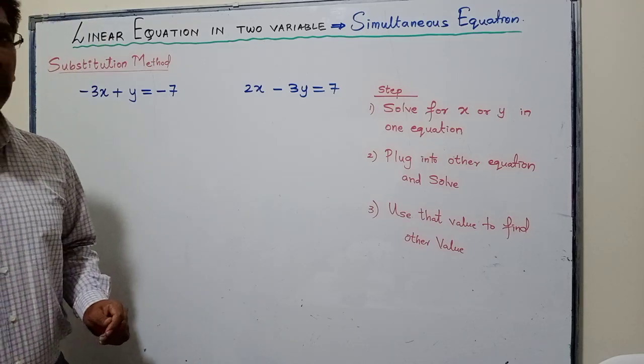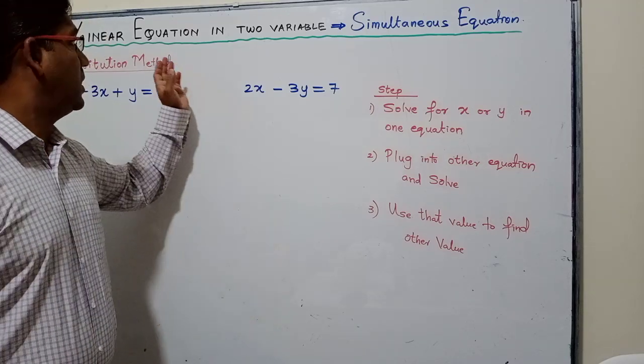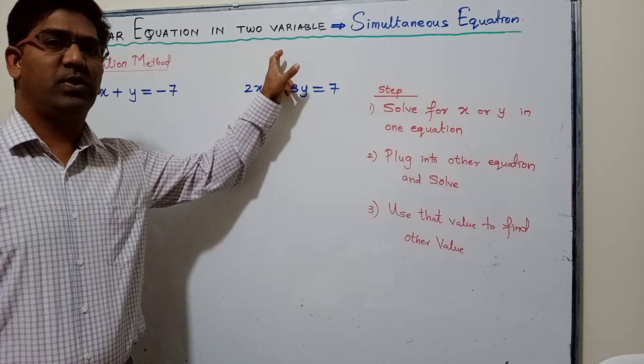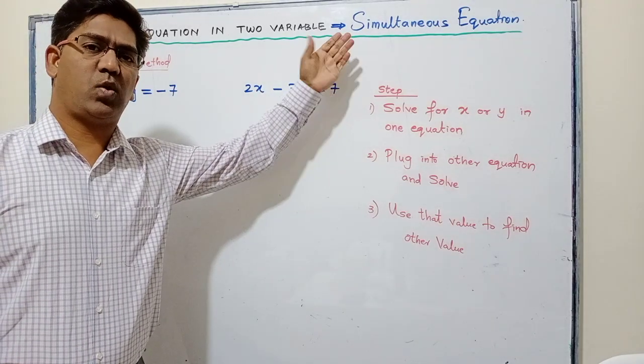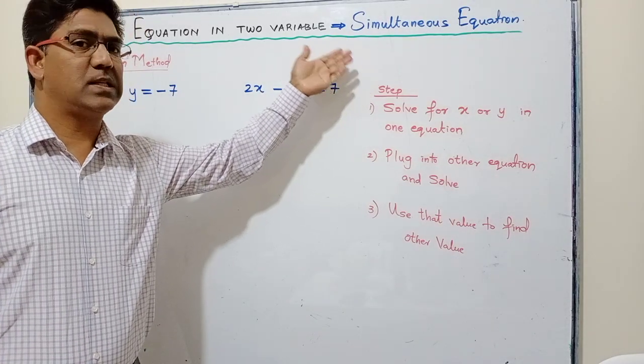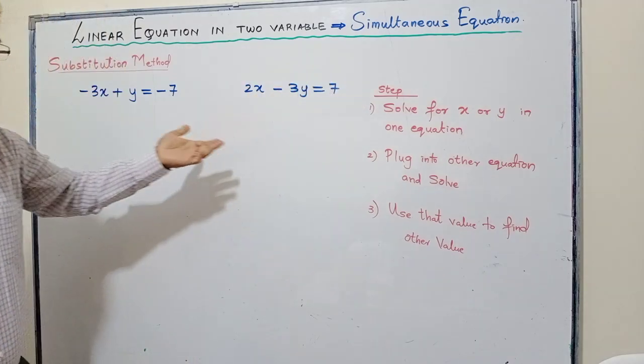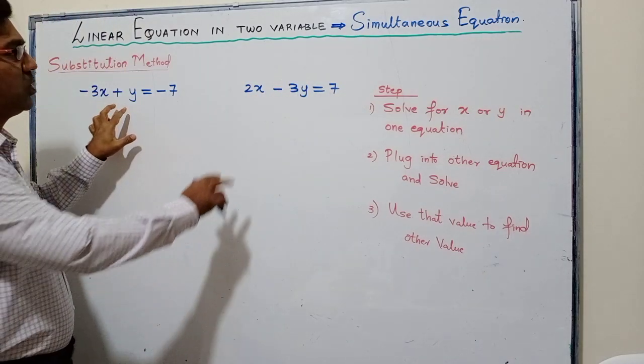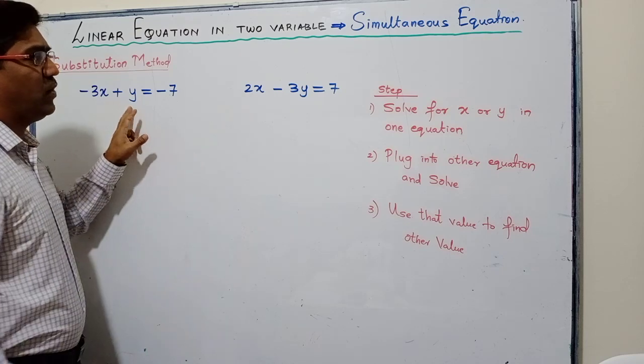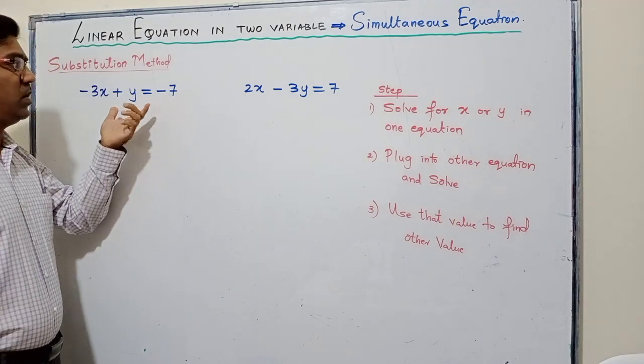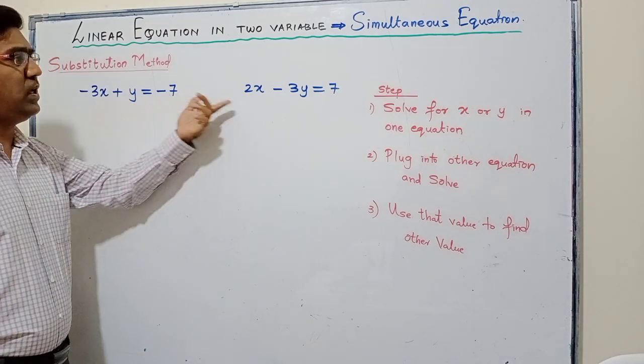In this video, we will learn how to solve a linear equation in two variables, which is known as simultaneous equations and also sometimes as systems of equations. To solve the equations basically means you need to find the values of x and y which satisfy both conditions, or which are true for both the equations.